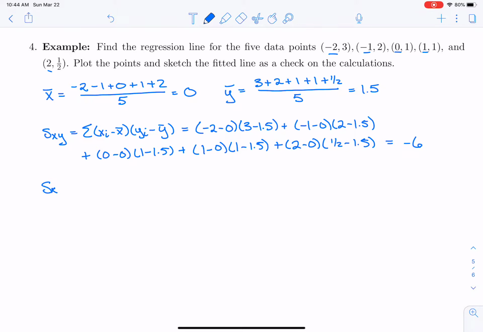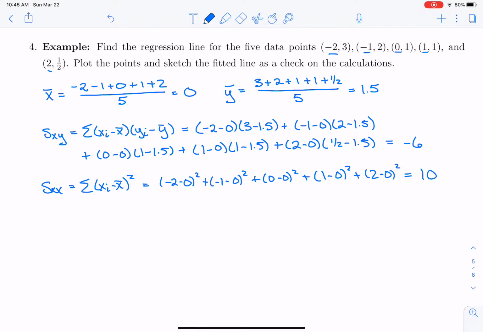So what about S sub xx? That is going to be the sum of the x sub i's minus x bar squared. So each time we're subtracting 0. So -2 minus 0 squared plus -1 minus 0 squared plus 0 minus 0 squared plus 1 minus 0 squared plus 2 minus 0 squared. That's going to be 10. And so that gives us that beta 1 hat, which is S sub xy over S sub xx, is -6/10.